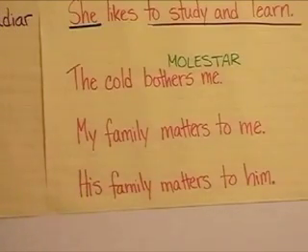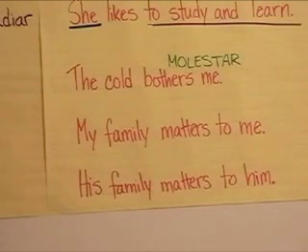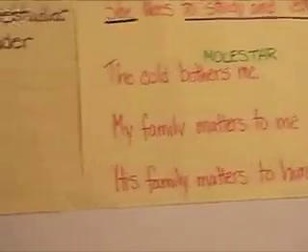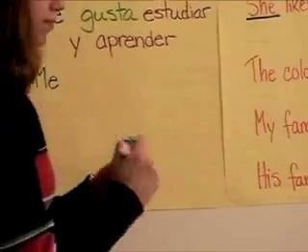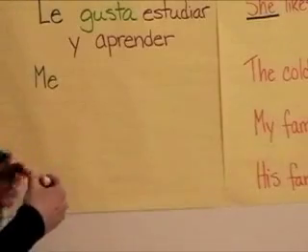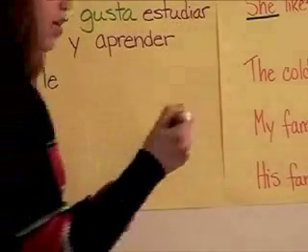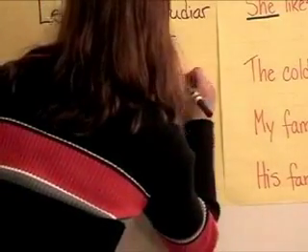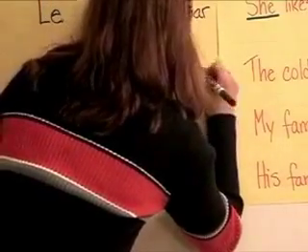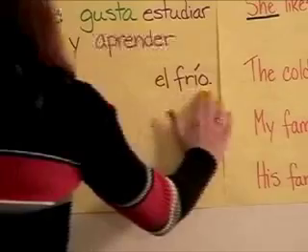Okay? So, for me, what are we going to use? To me. Me. Me, exactly. And we'll leave a blank right now for our verb. How do we say the cold? Frío. Right. And once again, with these verbs, you have to include the article. So what article would I include with frío? El frío. Because it's masculine. Exactly. Muy bien.